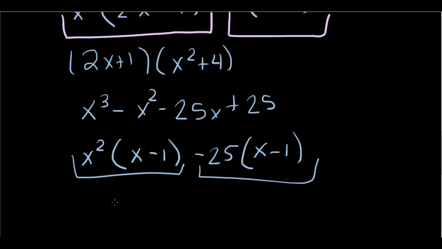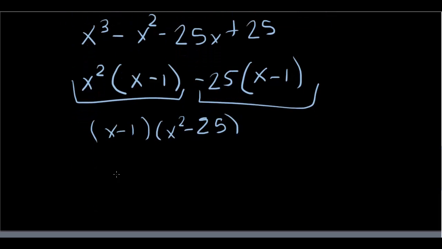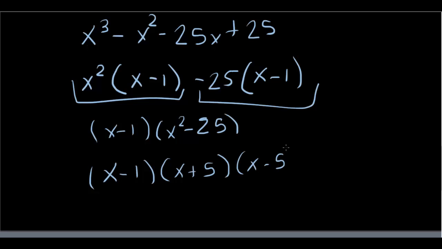The common factor amongst those two is x minus 1. And then we have x squared minus 25. And x squared minus 25 is the difference of two squares. So we can keep on factoring this. So it will be x minus 1, x plus 5, x minus 5, and that will be the answer.